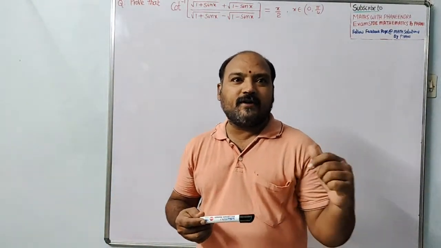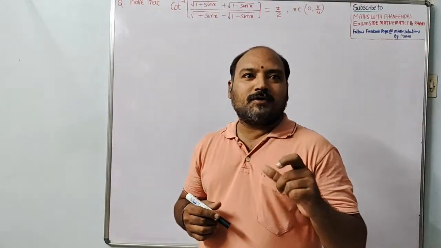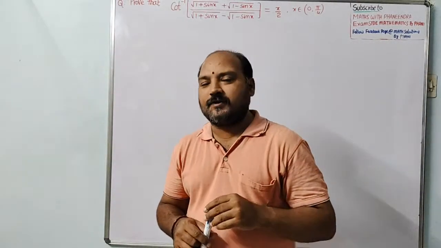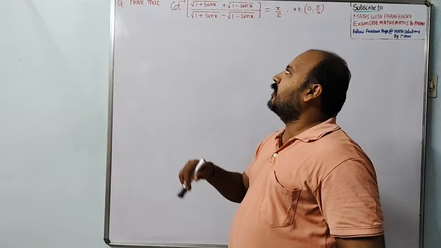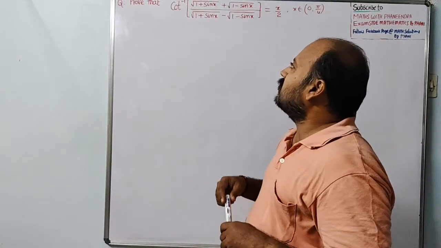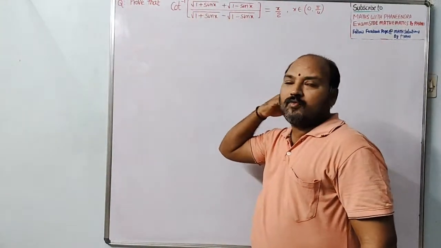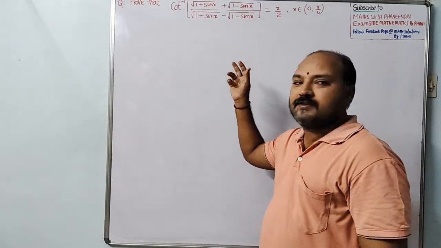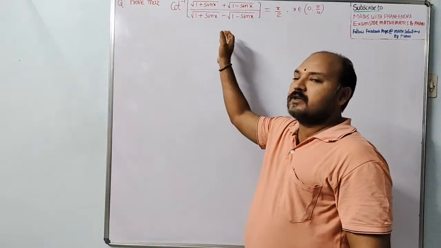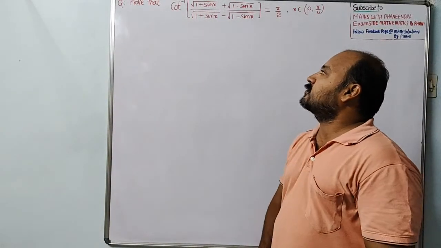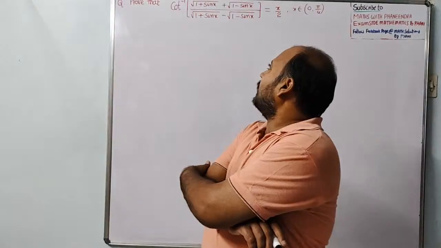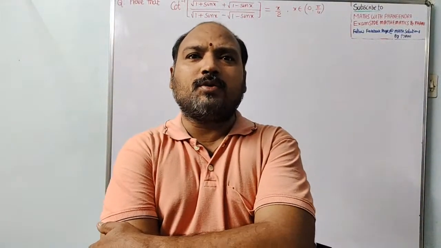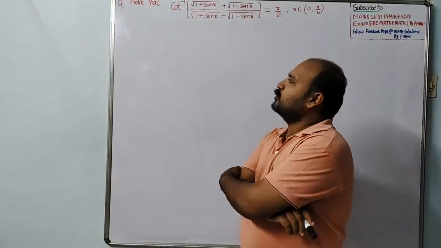We are in miscellaneous questions on the topic inverse trigonometric functions. So let us discuss the question here. Cot inverse of (square root of 1 plus sin x plus square root of 1 minus sin x) divided by (square root of 1 plus sin x minus square root of 1 minus sin x). See how we are going to prove this value as x by 2.